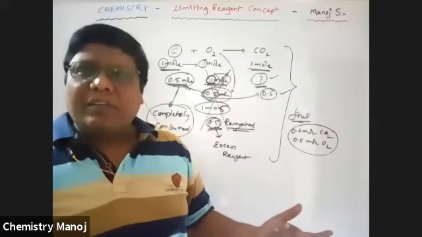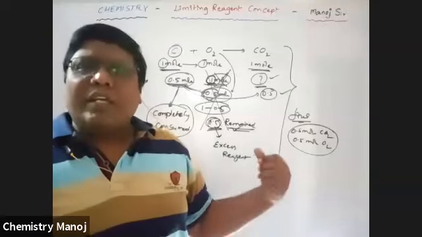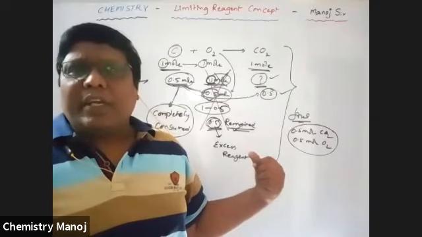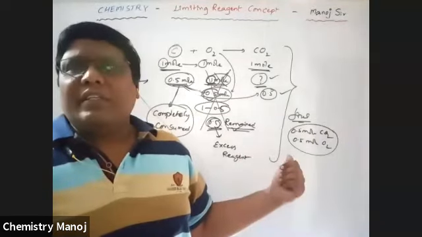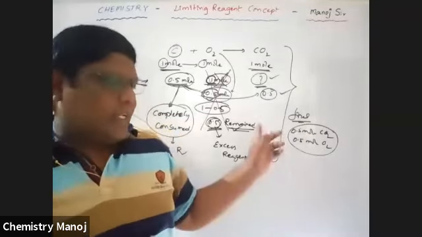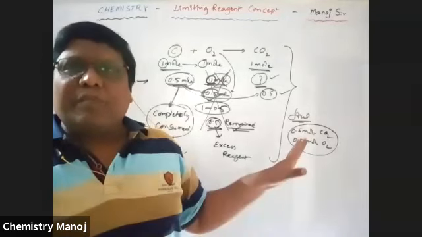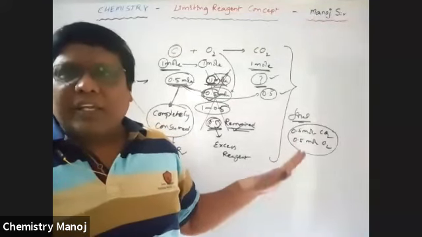Two reactants are given. Identify which is in excess and which is in less amount. The one in less amount is the limiting reagent. That limiting reagent is used for further calculations. Okay, so this is the limiting reagent. Now I am going to take further calculations. This is the basic concept to identify the limiting reagent.